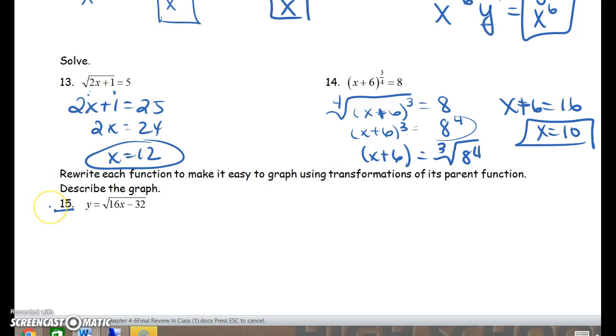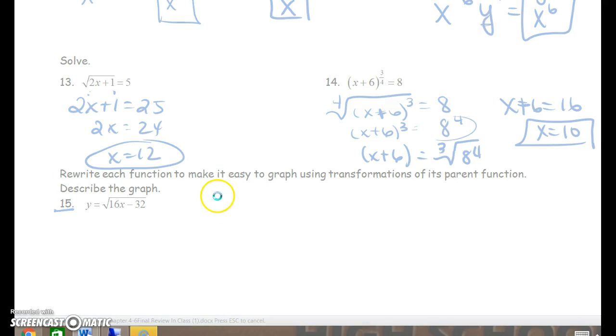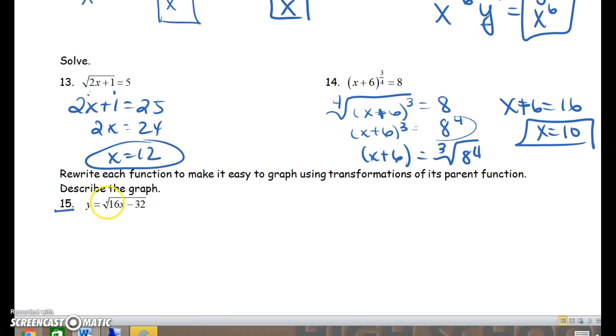Last but not least, if we see a radical, this one we can't tell what the transformations would be from the graph of the parent function, just root x. So in order to see the transformations, we just need to get x by itself. So we need to get rid of that 16. So we factor out a 16, and we're left with x minus 2.